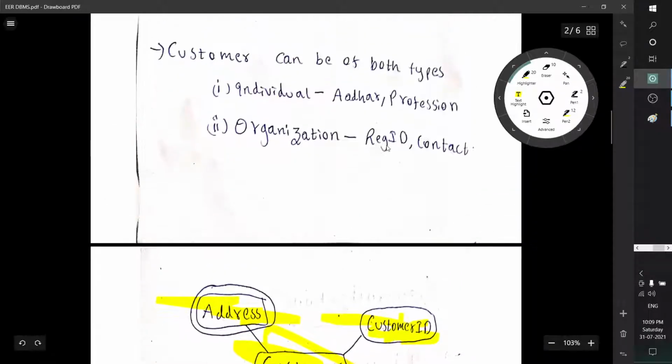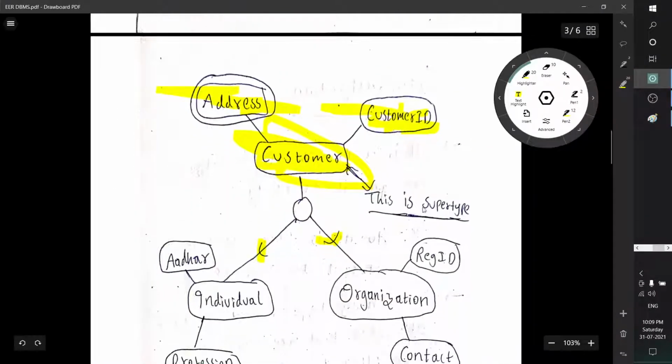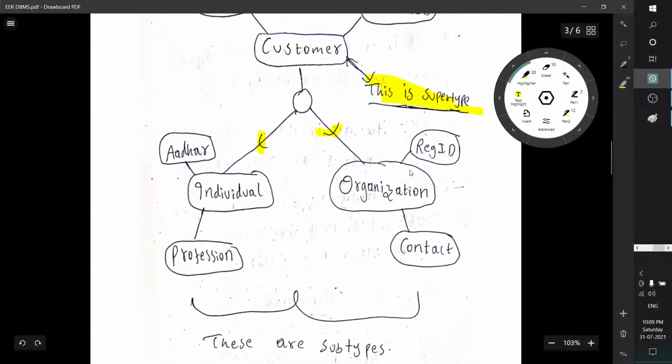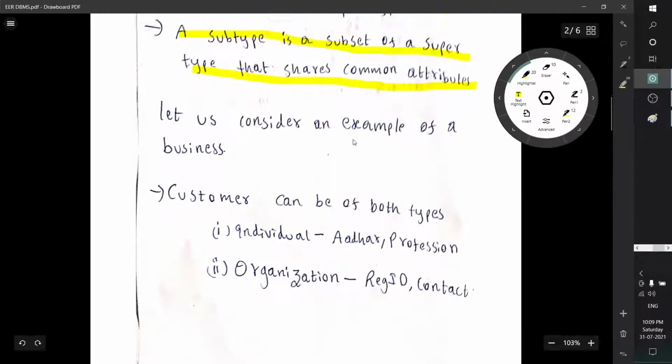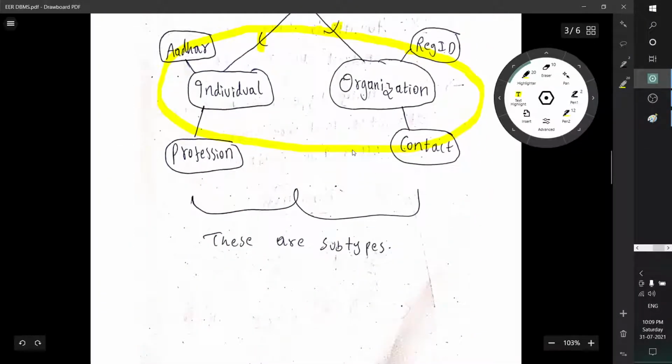Don't confuse too much. This is a very small topic. So this is a supertype and this division is known as a subtype. So super, sub. That's all. Let me erase once. So this is the supertype and these are subtypes. Yeah, so this is all about the supertype and subtype.